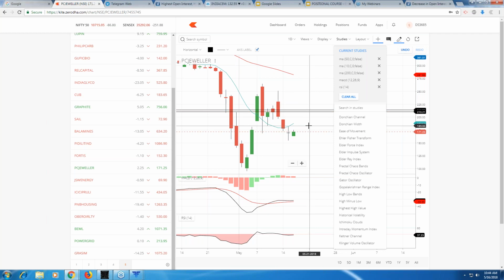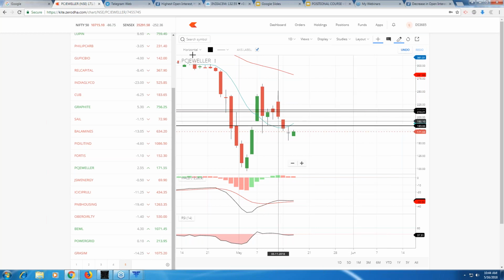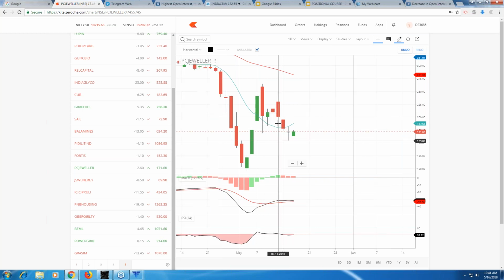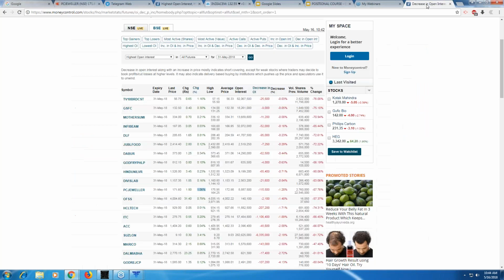The people who are short are now covering up their positions. So now the question comes: how do we use this increase in the open interest and increase in the price for BTST and STBT? What you need to do, at about 3 o'clock or 3:15, is refresh this website.